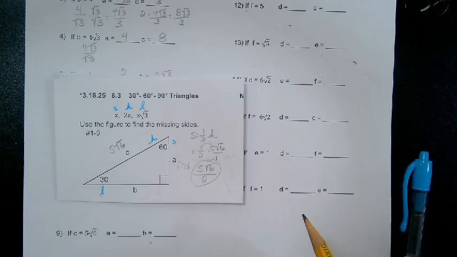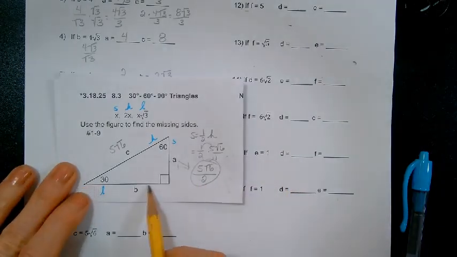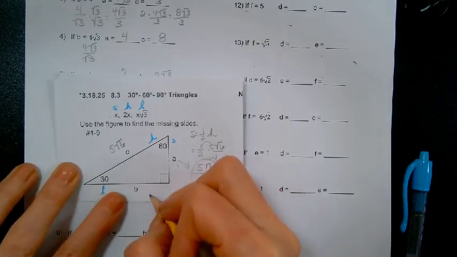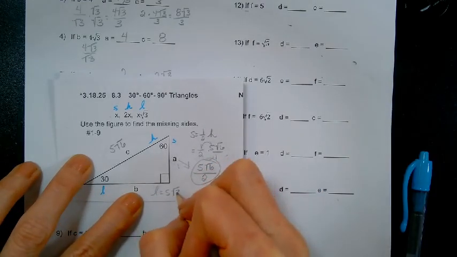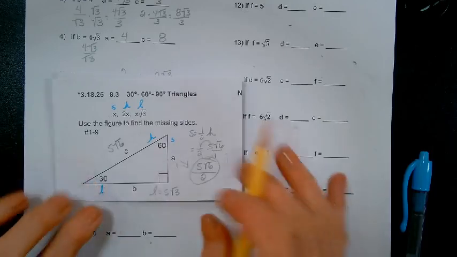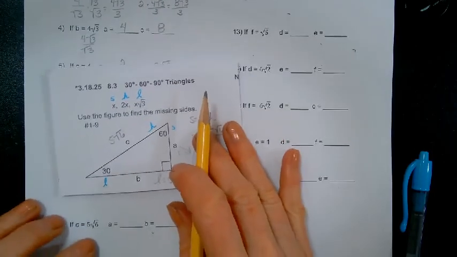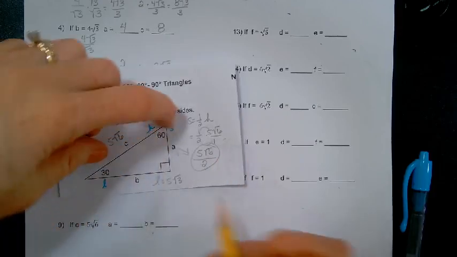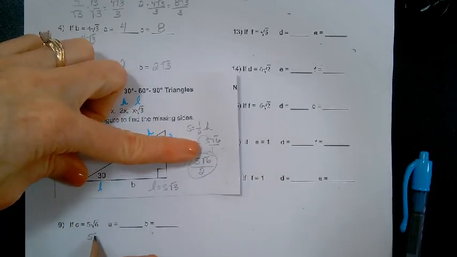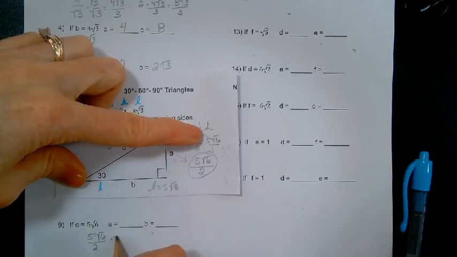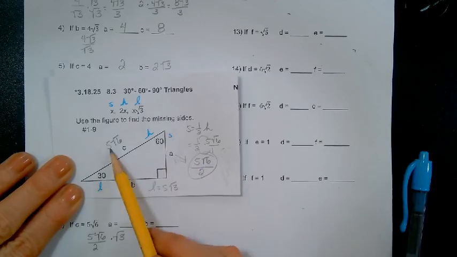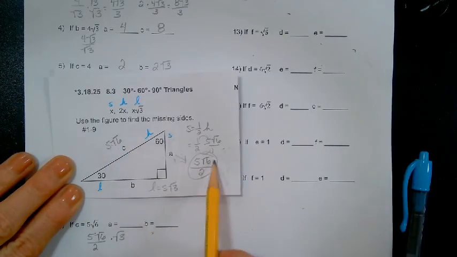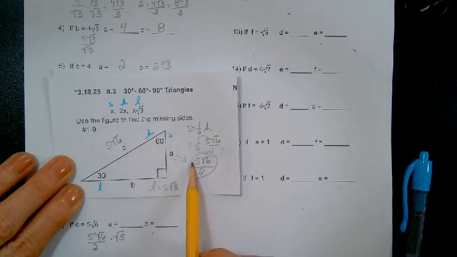Now to find the long leg, I can take the short leg. Remember, the long leg equals the short leg times rad 3. So I'm going to do it down here: 5 rad 6 over 2, that's the short leg. I'm going to multiply it by rad 3. To get from the hypotenuse to the short leg, I divided by 2, and so we got this. To get from the short leg to here, we need to multiply by rad 3.